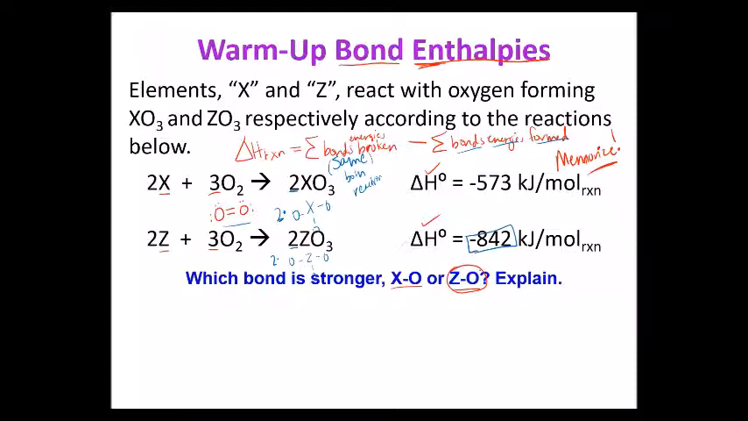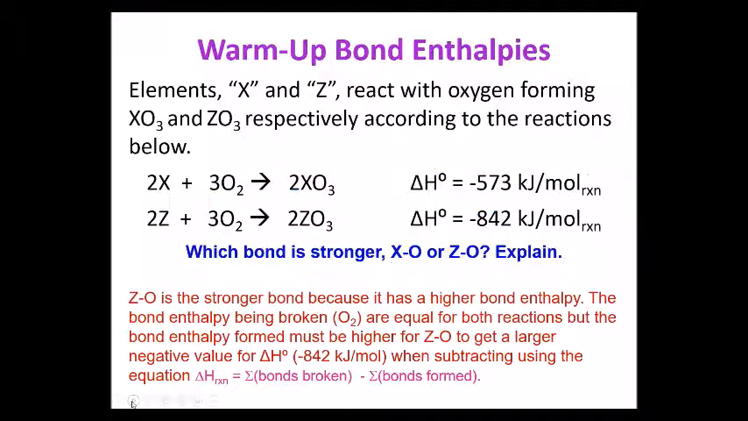And since this one has the higher negative value, when you're subtracting the bonds formed, getting a higher negative value means this value must be higher. So the bonds formed of the ZO must be at a higher numerical value than the bonds formed for the XO. So really manipulating the equation to explain it. Seen this one before on AP exams or AP type questions. So the ZO is the stronger bond because it has the higher bond enthalpy. By definition, the stronger bond is going to have the higher numerical magnitude. The bond enthalpy being broken is equal for both reactions, but the bonds formed must be higher for ZO to get the larger negative value for the delta H when subtracting using the equation.